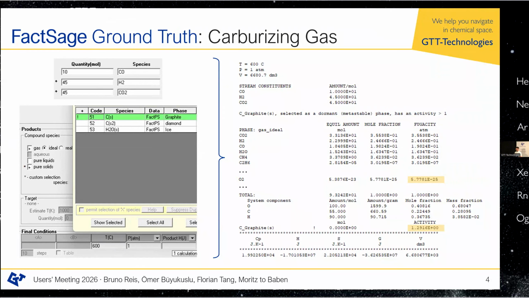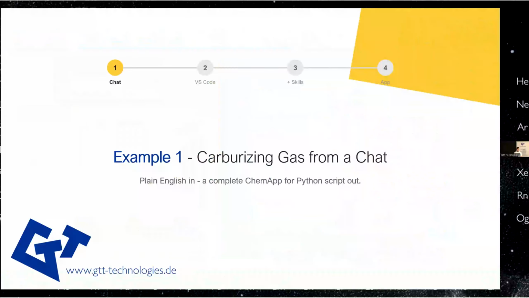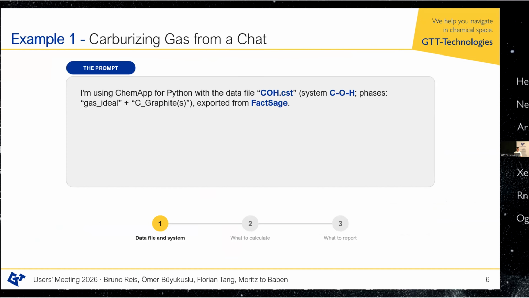Okay, very simple case. Can we reproduce this with ChemApp for Python? I know I can. I know most people can. But how about doing that from a chat session with an AI agent? That's interesting. Let's see. That is the first case. So how can we do this? We need to build a prompt that enables the AI agent to do it. The prompt needs to provide enough information for it to do.